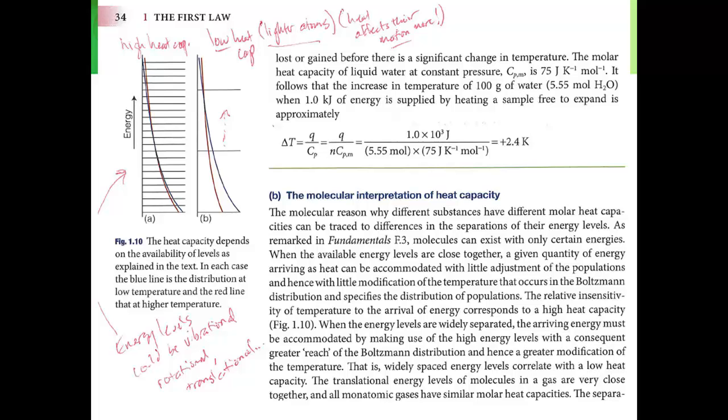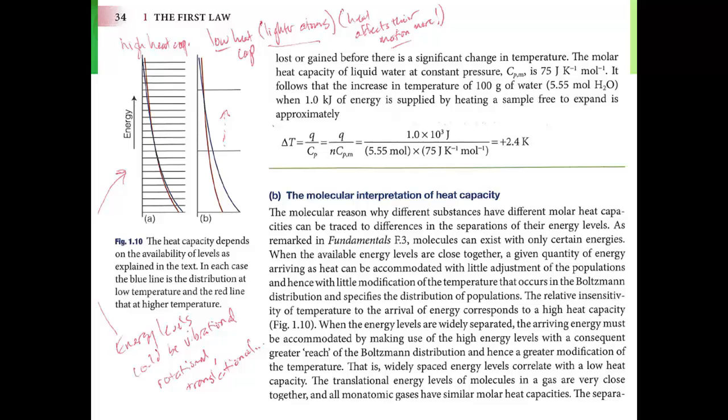This is comparing two substances with different heat capacities. And let's take it to extremes. Let's say that substance A is a solid and substance B is a gas, okay? The gas is going to have a very low heat capacity, and the solid is going to have a very high heat capacity. And you can actually explain that with energy levels if you say the high heat capacity solid is going to have very close together energy levels. The low heat capacity gas is going to have very far apart spaced energy levels. So the gas is going to have more energy levels.